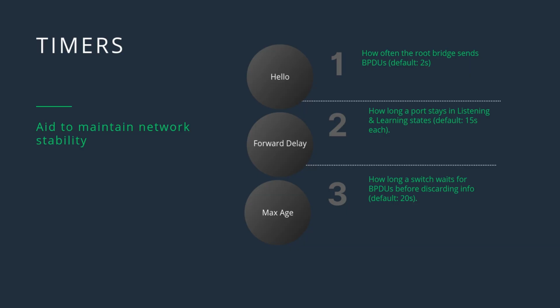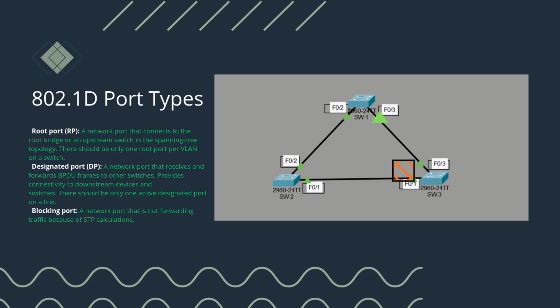Finally, the max age timer determines how long a switch waits for BPDUs before assuming the root bridge has failed and triggering a topology recalculation. The default is 20 seconds. These timers work together to balance network stability with convergence speed. Now let's talk about the different roles ports have in STP. Understanding these roles is key to understanding how STP builds its loop-free topology.